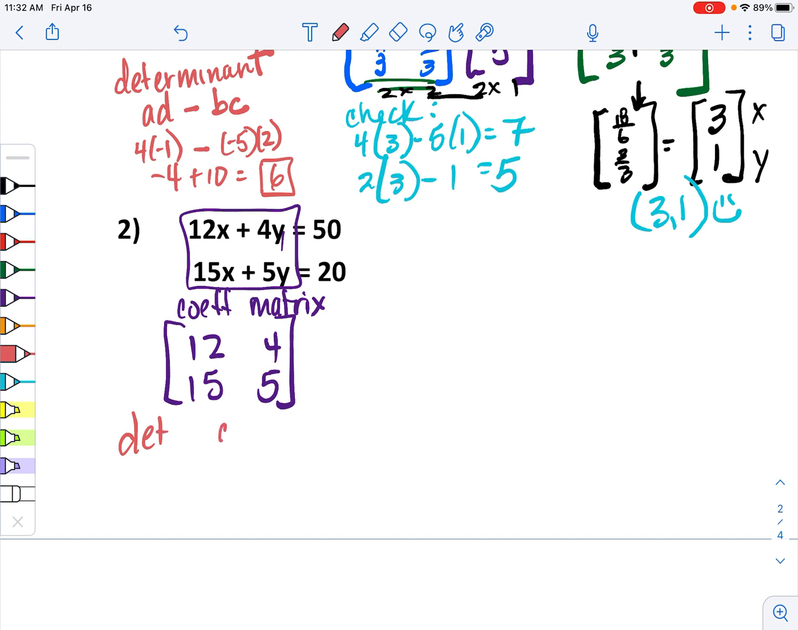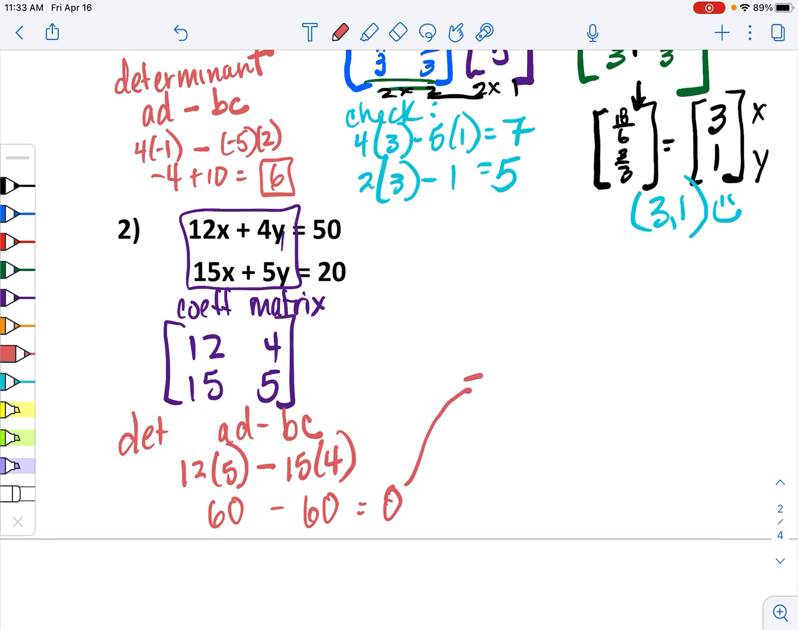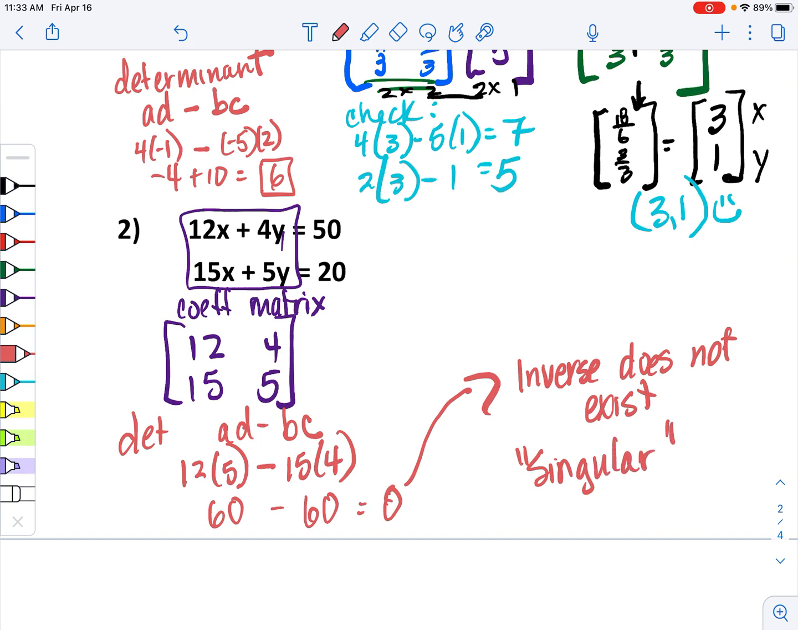And the determinant is AD minus BC. So I've got 12 times 5 minus 15 times 4. 12 times 5 is 60. 15 times 4 is 60. And that's 0. Whenever your determinant is 0, that means that the inverse does not exist. And we call this a singular matrix. And we can't go any further with it.